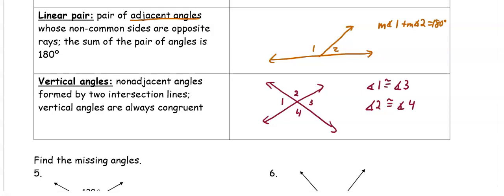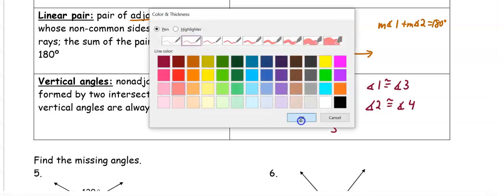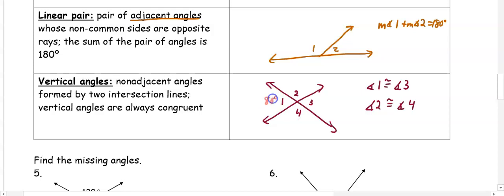Also with vertical angles then, while the vertical angles are congruent, the angles next to each other are going to be linear pairs, so they are going to be supplementary.